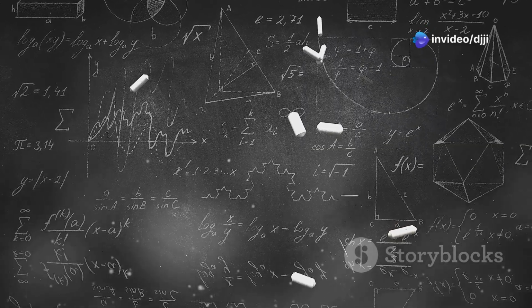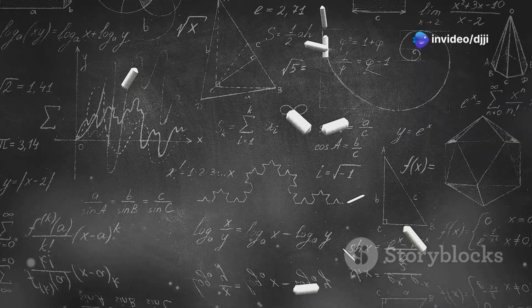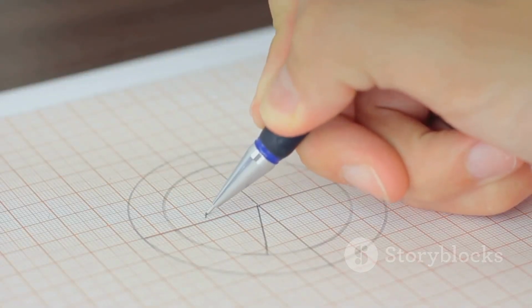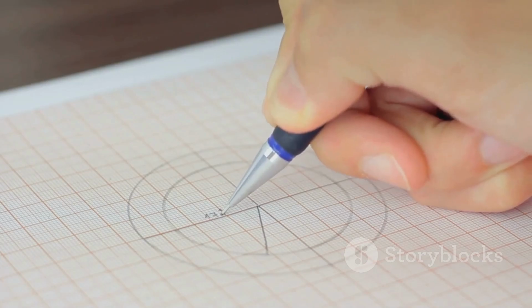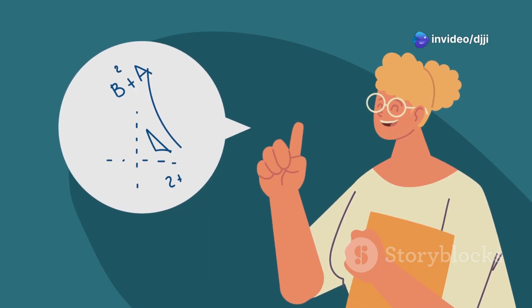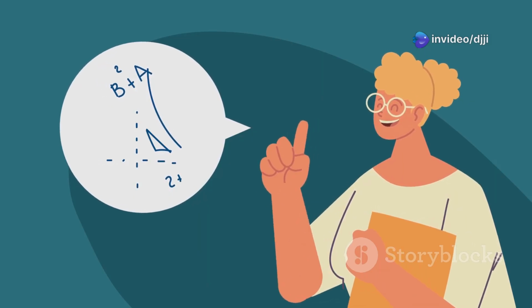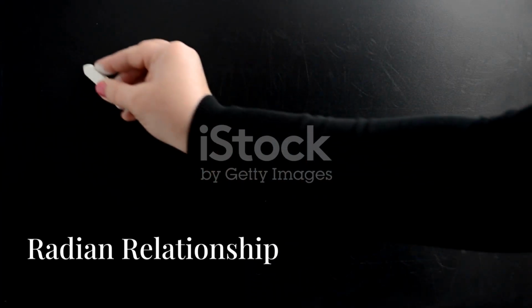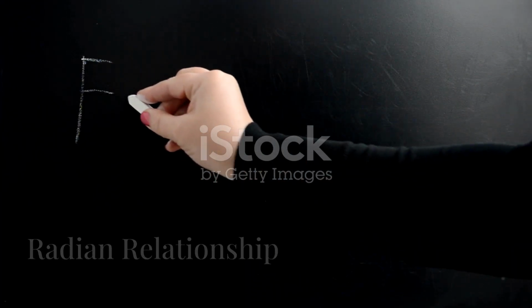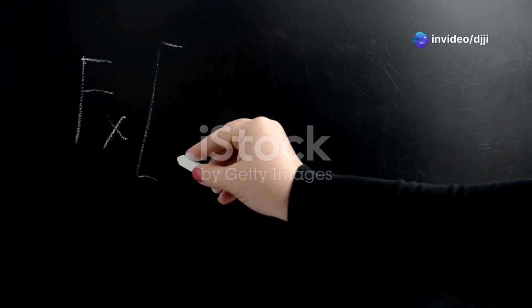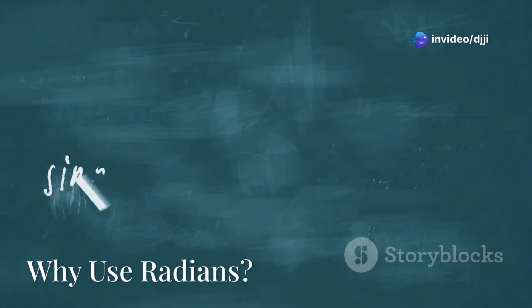Key concepts. Arc length, denoted as S, is the distance along the curved edge of a circular arc. Radius, denoted as R, is the distance from the center of the circle to any point on its circumference. And finally, radian, abbreviated as rad, is a unit of angular measure, where 1 radian is the angle subtended by an arc whose length is equal to the radius. The radian measure of an angle, often denoted as theta, is given by the formula theta equals S divided by R.